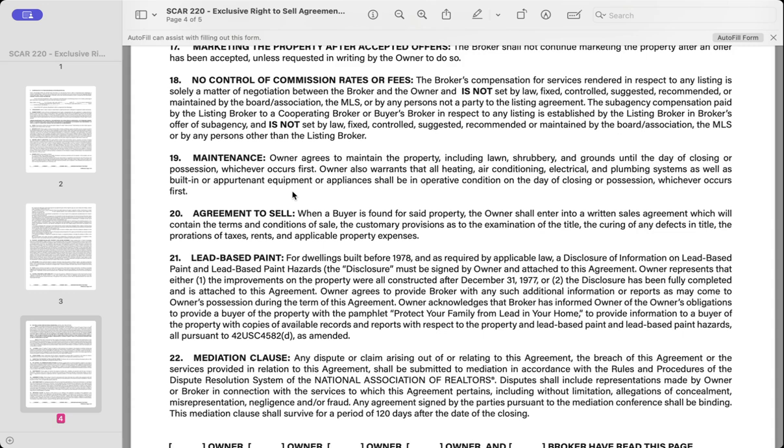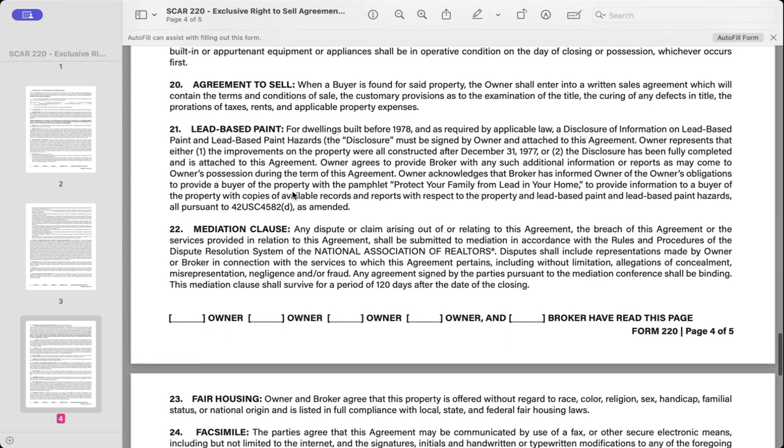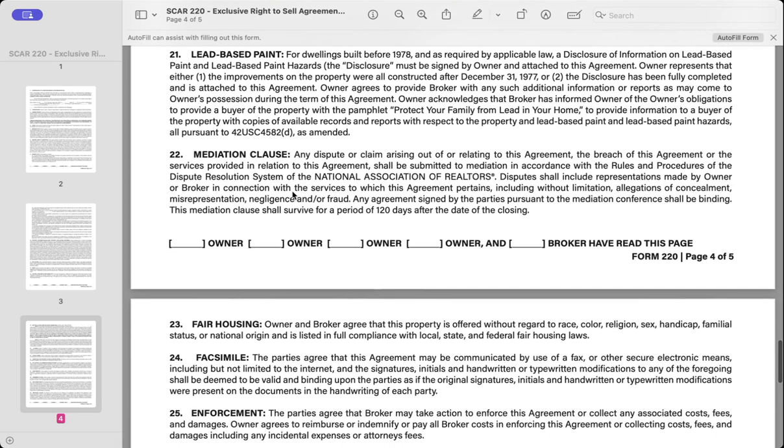Section 20, this indicates that once a buyer is found, there will be a written sales agreement that would outline the terms of that sale. Section 21, if the property was built before 1978, we would need to have that agreement that discloses the status and knowledge of any lead-based paint. Section 22, this details that if there is a dispute or a claim that comes about, there would be mediation that takes place. And the mediation clause survives for 120 days after closing.